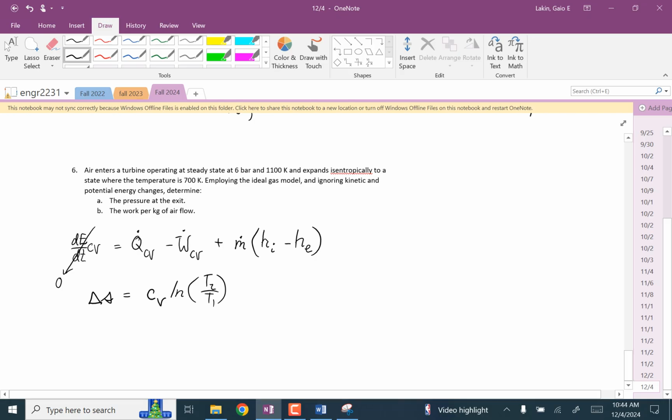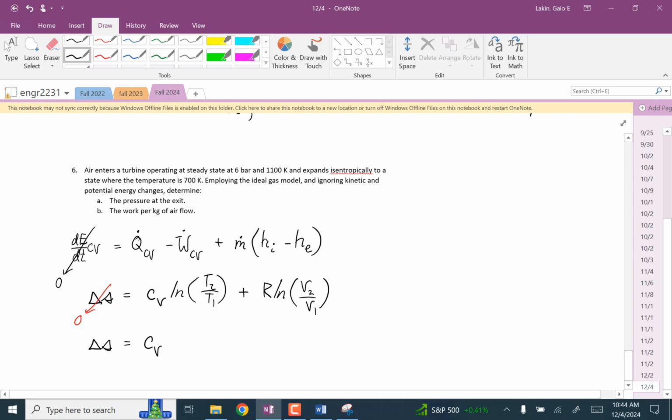Is this plus? So tell me what the second term is here. RLN V2 over V1. V2 over V1. Okay, and this is isentropic, so this is equal to 0. And isn't it P2 over P1? There are two of them. That's the second one.